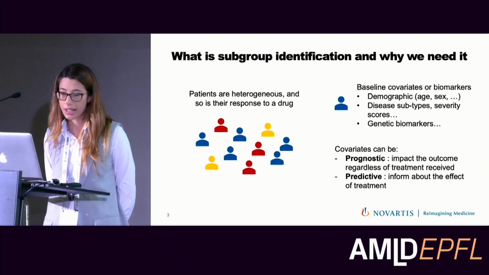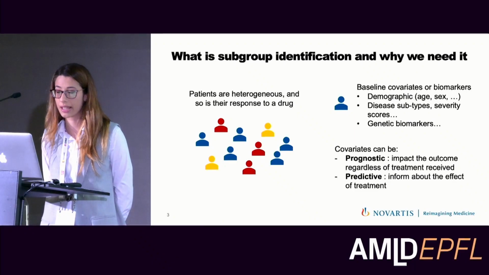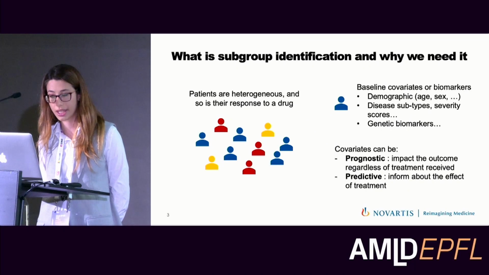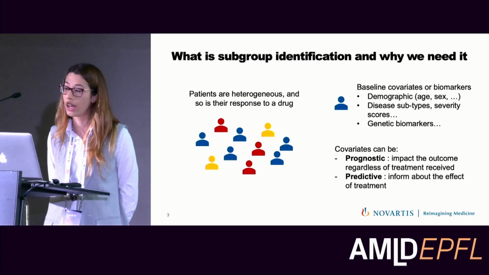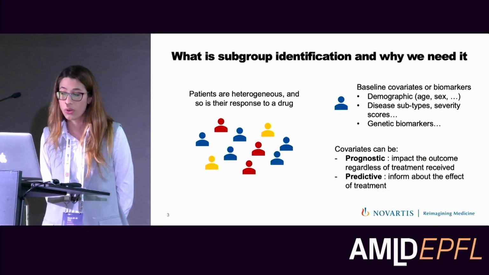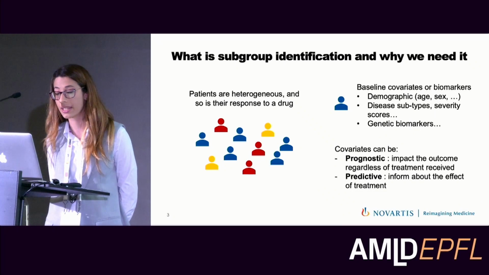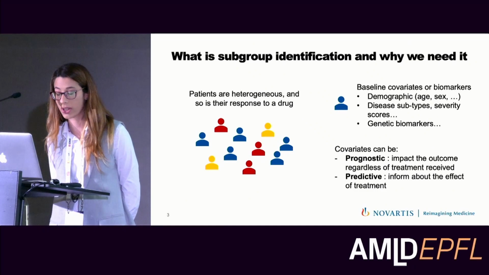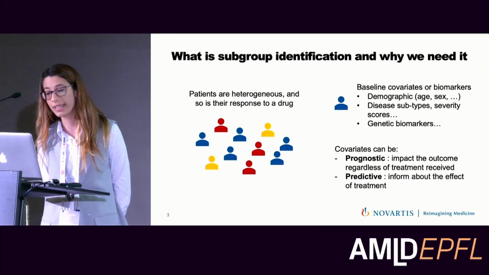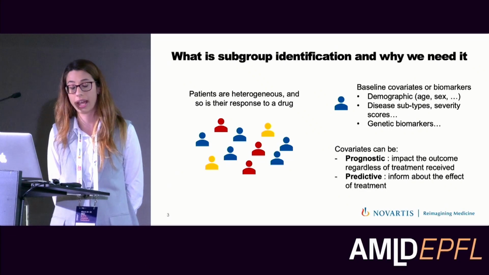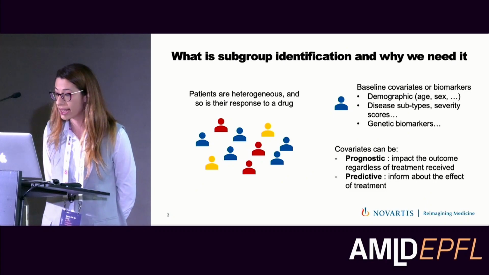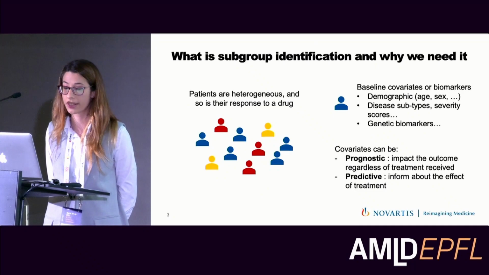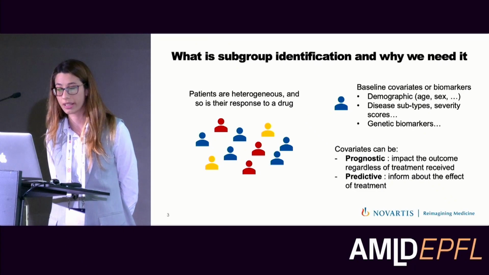Covariates can be prognostic or predictive. Prognostic covariates inform about the patient's outcome regardless of the treatment received. For example, a younger patient may be more likely to recover from a disease regardless of the treatment, and in this case, age is the prognostic covariate. Predictive covariates inform about the effect of the treatment. For example, if the treatment has more chance to work on patients who have certain symptoms, the symptom is a predictive covariate.